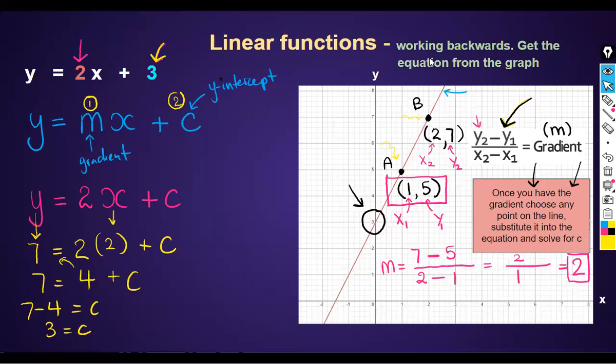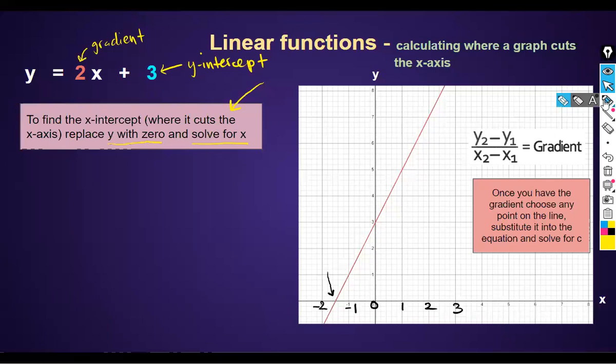So how many of you are feeling a little bit easier now that you saw it for yourself? It doesn't matter which point you choose to find C. This is after you find your gradient, because we're always going to find the gradient first. All right, so let's move on.